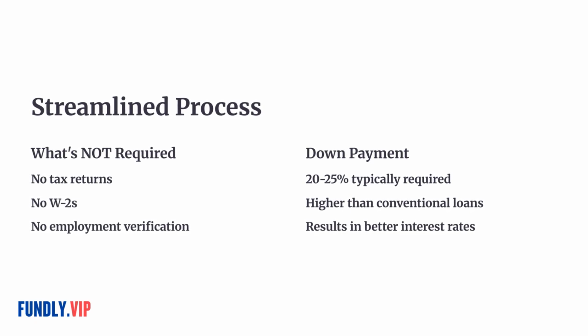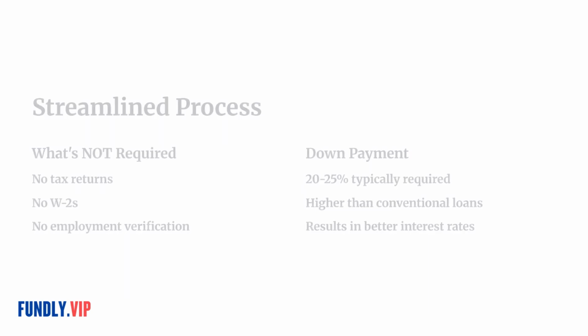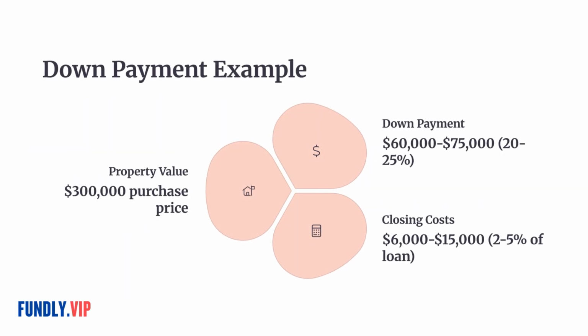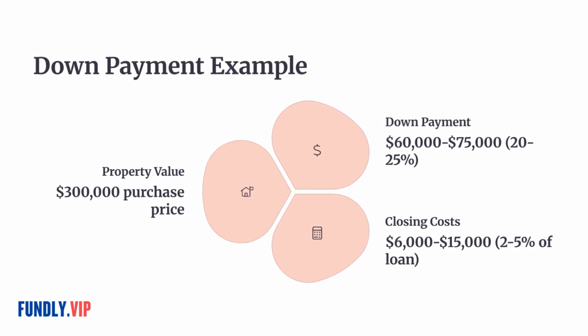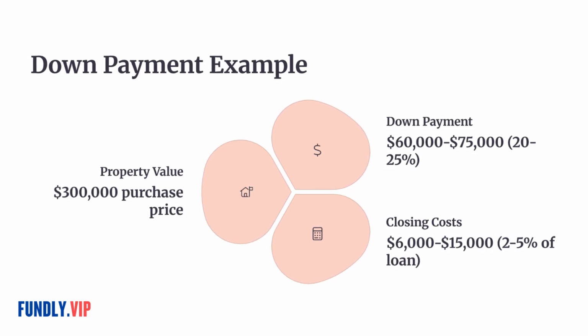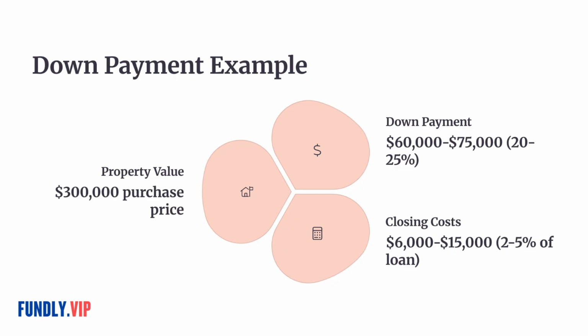How much down payment should you prepare for? Most DSCR lenders require 20-25% down payment, slightly higher than some conventional options. However, this larger down payment often results in better interest rates and strengthens your application. For a $300,000 property, prepare to have $60,000 to $75,000 ready for the down payment plus closing costs, typically ranging from 2 to 5% of the loan amount.